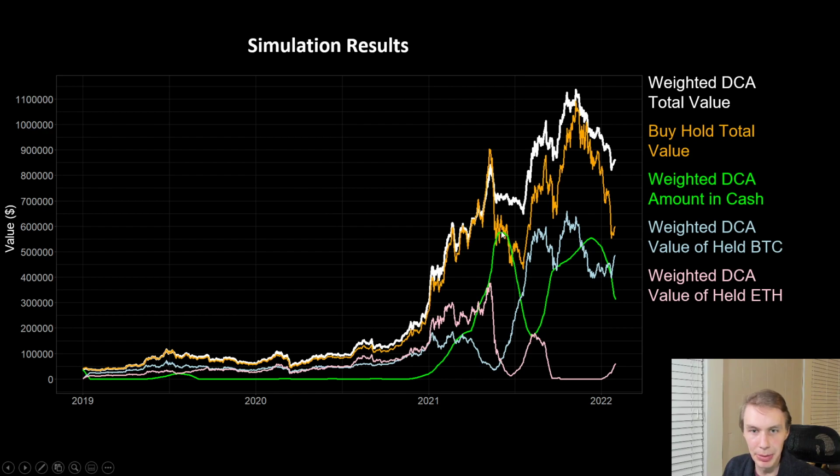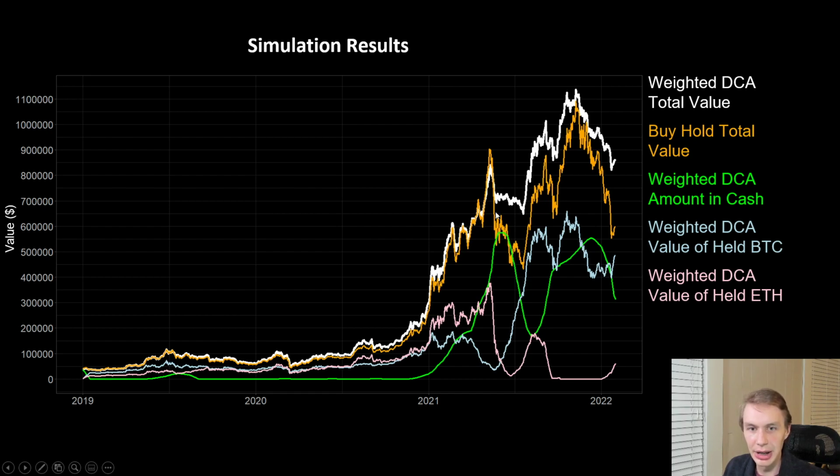The weighted DCA person was holding almost $550,000 out of the market when that crash happened into the summer. So you can see they're just not hit by that downside very hard. The buy and hold person gets slaughtered in the sell-off that happened in the summer of 2021, while the weighted DCA person isn't hit nearly as hard because a lot of their money was taken out of the market already. They hadn't taken all of it out.